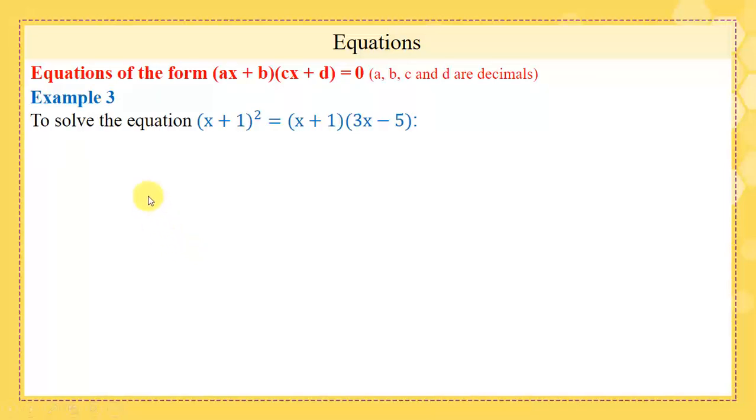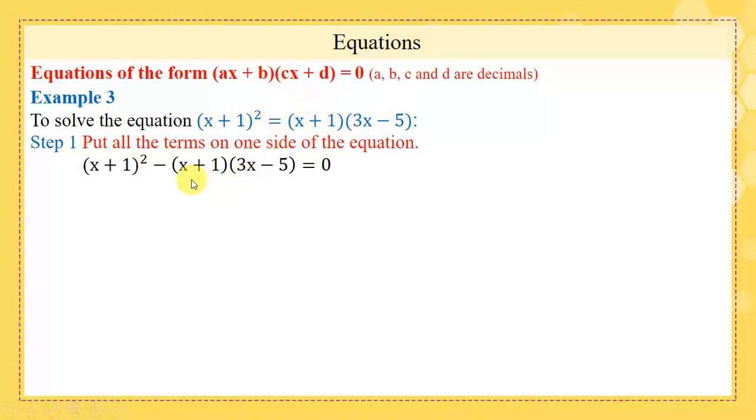Example 3, let us solve the equation (x + 1)² = (x + 1)(3x − 5). Step 1, we put all the terms on one side of the equation and we make the other side 0. On the right side we have a product of two factors, (x + 1)(3x − 5). When moving this product to the left side, we put a negative sign in front of it to get (x + 1)² − (x + 1)(3x − 5) = 0.